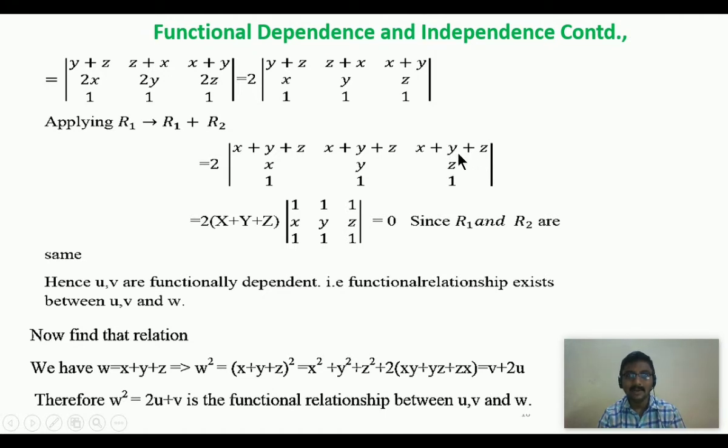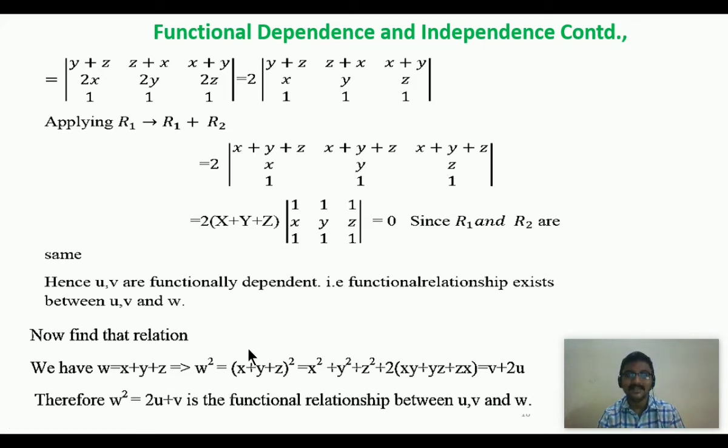Now taking the common as x plus y plus z, we will have two rows identical, that is r1 and r3 are identical. Small mistake there, r1 and r3 are identical, so the determinant value is 0. Thus, we will have that u, v, w are functionally dependent. Also, there exists a functional relation between u, v, and w.